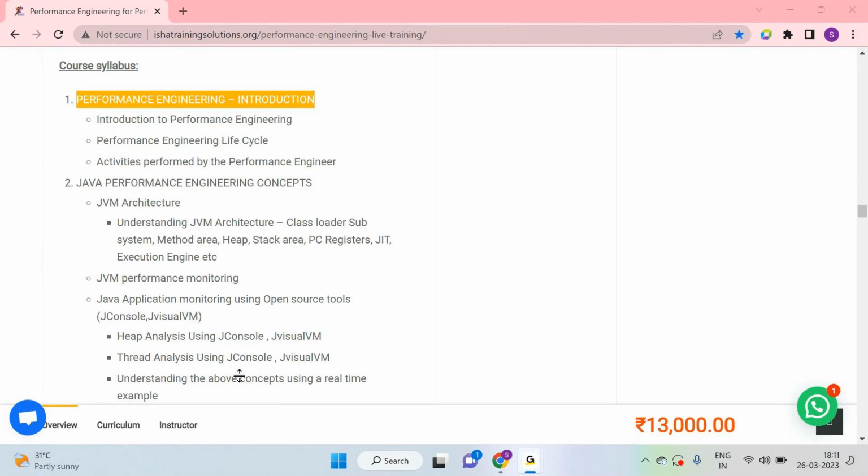Because you are a senior candidate, a high-profile candidate, if you say I will only do a testing activity, the expectation will not be satisfied. So in that case, you need to do a little more than that. That's where performance engineering comes into the picture.